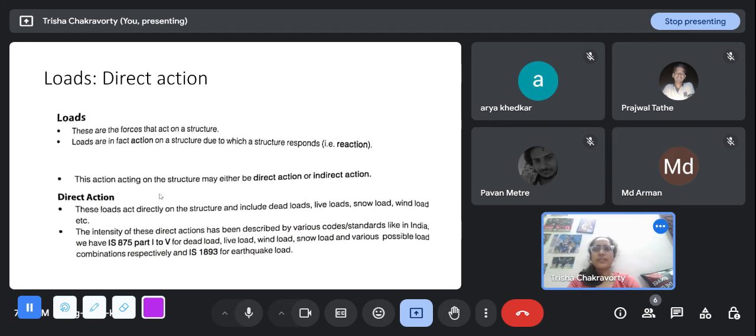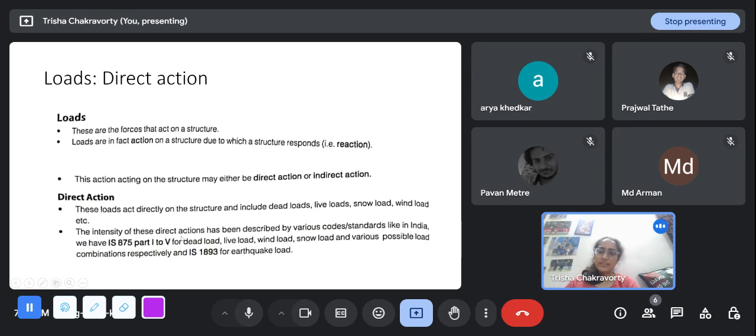Now we come to the loads. Loads are the forces that act on a structure, and loads are in fact the action on a structure due to which a structure responds. The response of a structure is reaction, and loads are the action. There are two types called direct action and indirect action. Direct action loads act directly on the structure and include dead loads, live loads, snow load, wind load.